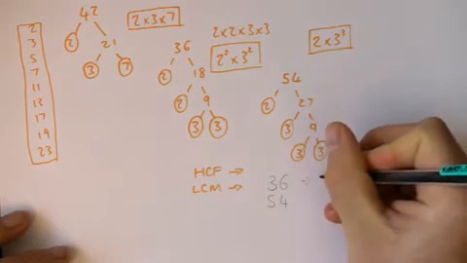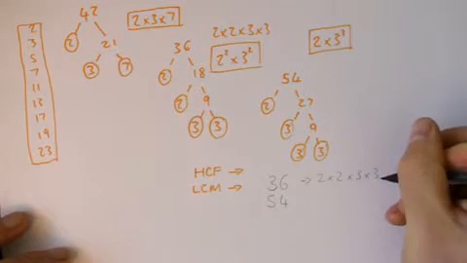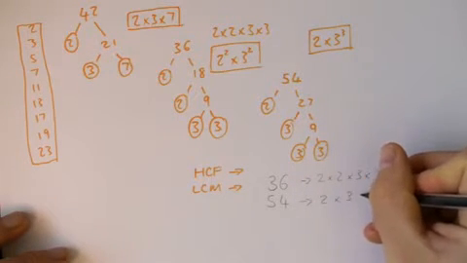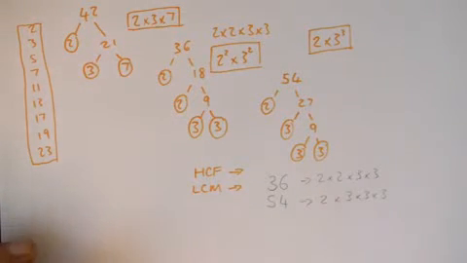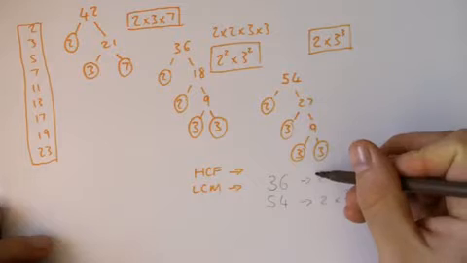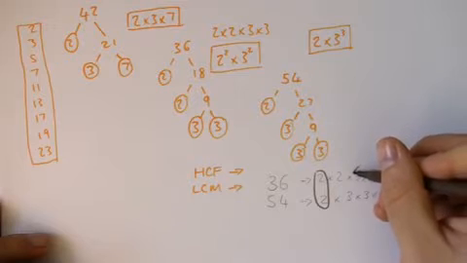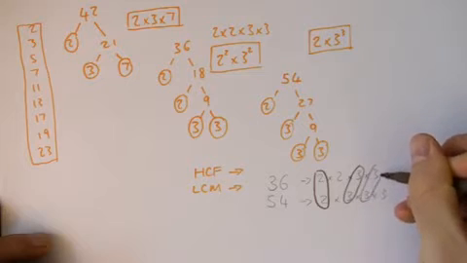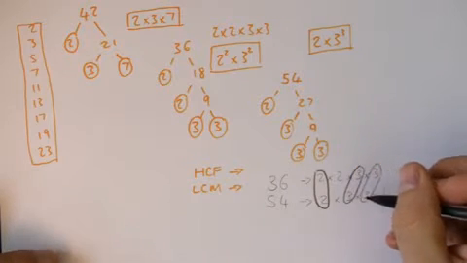36 as a product of its prime factors is 2 multiplied by 2 multiplied by 3 multiplied by 3. 54 is 2 times 3 times 3 times 3. To find the highest common factor, I've done a video on highest common factor. There are plenty of ways of doing this. What we do is look for factors that are common in both lists. 2 is common in both lists. One set of 3's is common in both lists. And another set of 3's is common in both lists. So we can say that the highest common factor is 2 times 3 times 3.